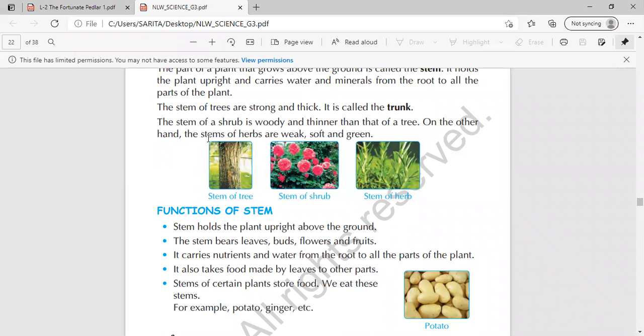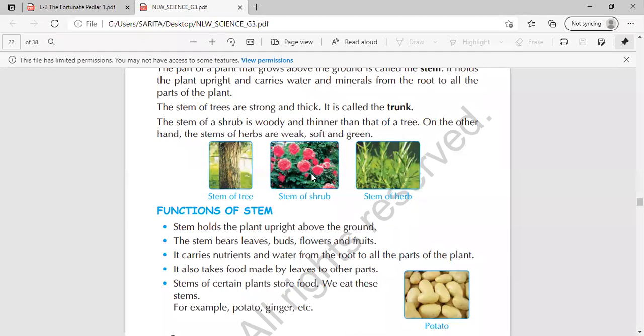On the other hand, the stems of herbs are weak, soft, and green. These are herbs. The stem of an herb is very weak, very soft, and very green. Let's revise the stem of herbs. For example, coriander leaves and mint leaves. You have seen them. Their stems are very green and soft. The stem of herbs is always soft and green.